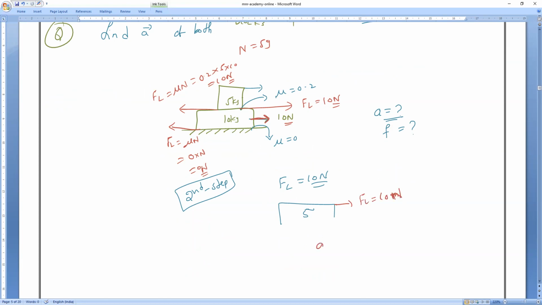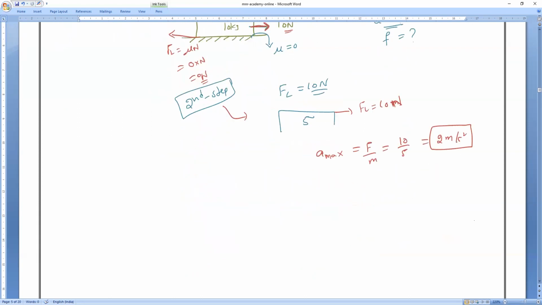So from that, for the maximum acceleration, I identified a body which is experiencing only frictional force. Acceleration is F divided by M, which is 10 divided by 5. So what is the acceleration, everybody? Acceleration is 2 meter per second squared. So the same acceleration I can apply to the other body.